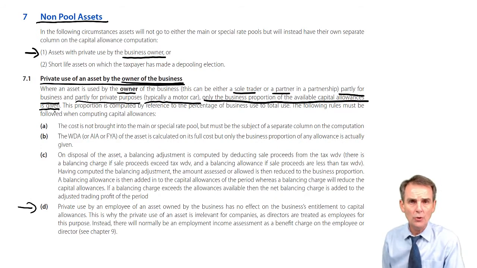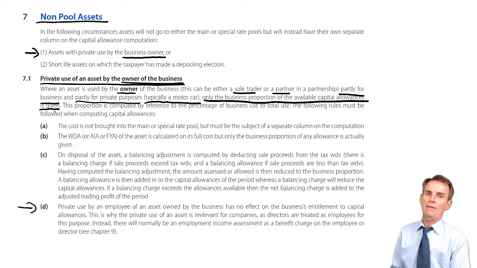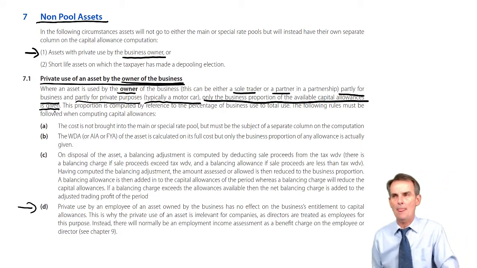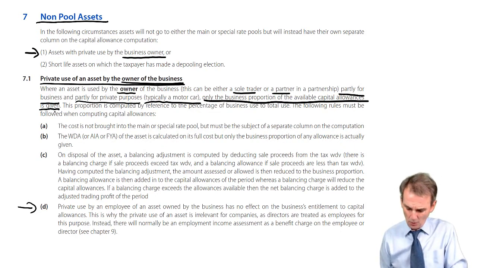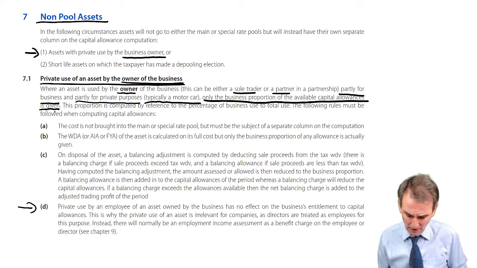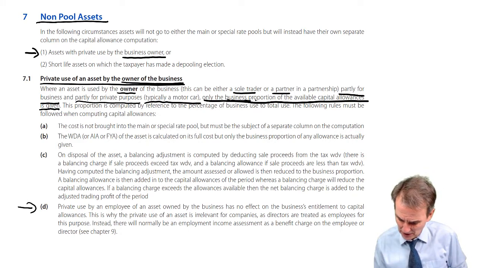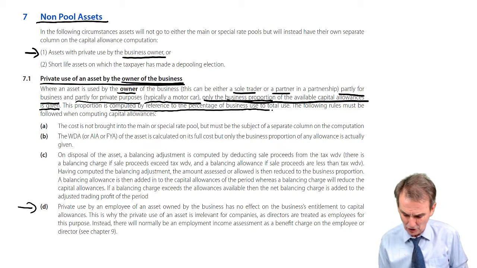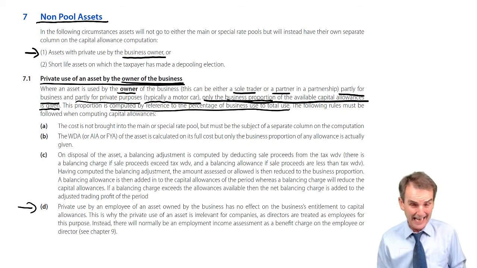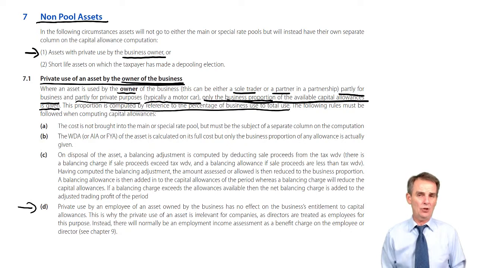Now, although you reduce the tax written down value by that full figure, you don't get to claim the full 8% or 18%. We restrict that to the business use proportion there. So only the business proportion of the available capital allowances will be given. The proportion is computed by reference to the percentage of business use to total use, and again, that figure is likely to be given to you.